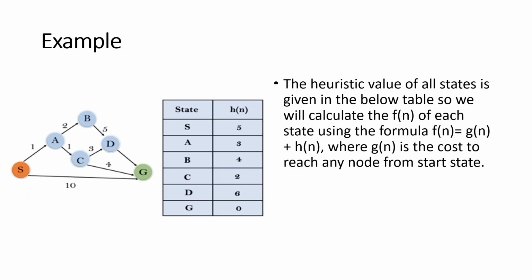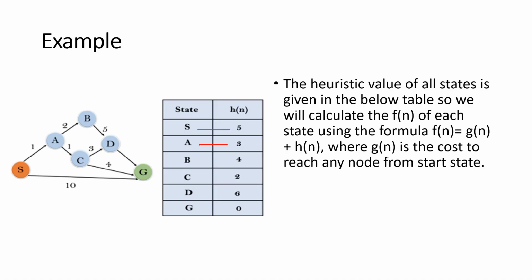Next, we can see another example. Here we can see a graph with the nodes S, A, B, C, D, G, and also the edge is labeled by the cost, and a heuristic table is given. You can see here h of n, that is the estimated cost from node n to goal state. So from the starting node S to goal state it is 5, A to goal state it is 3, like that. And then here we have to calculate f of n.